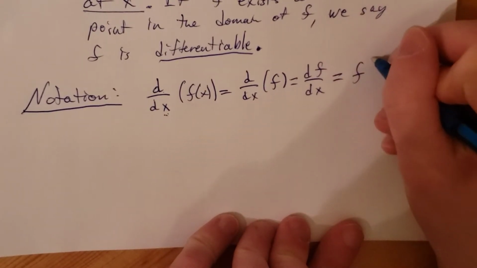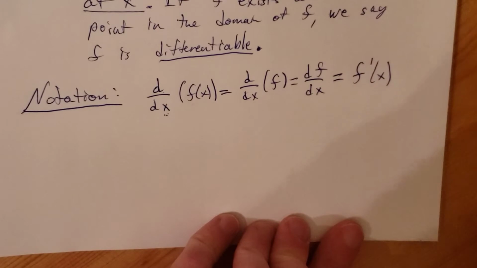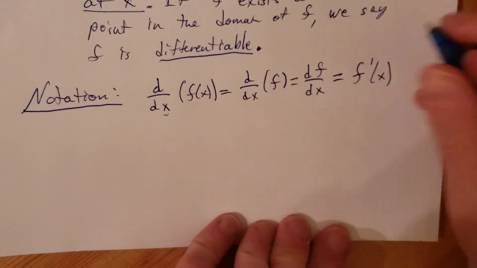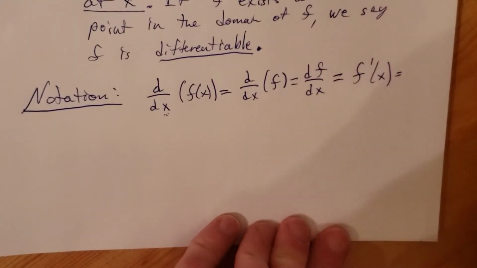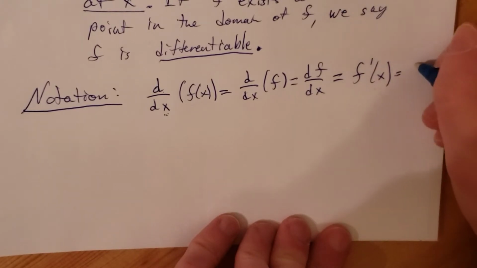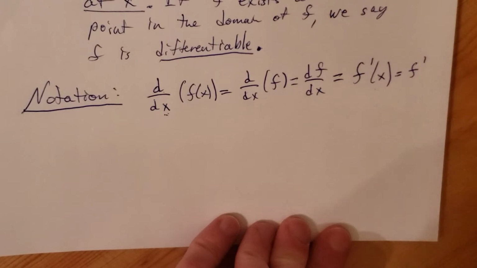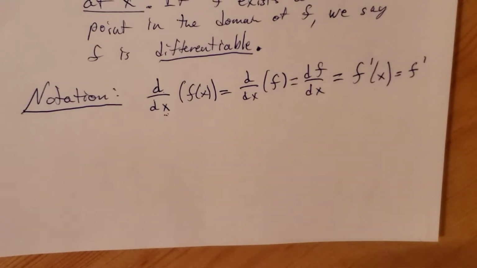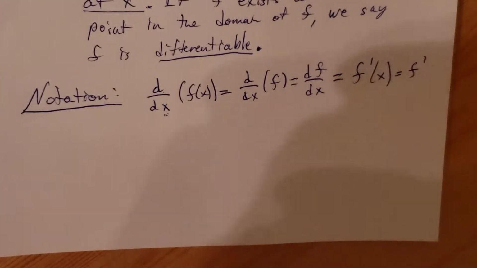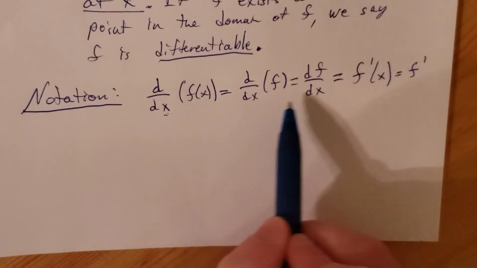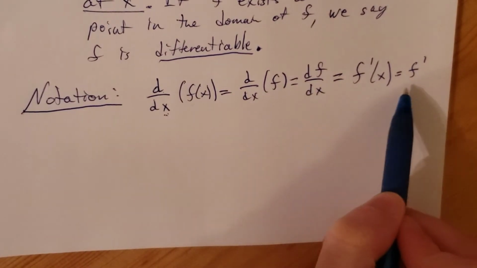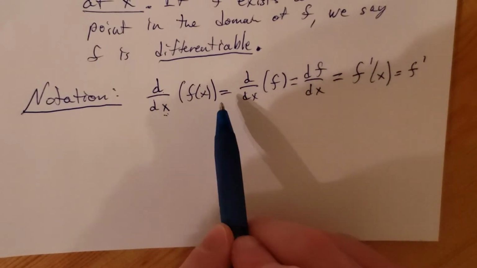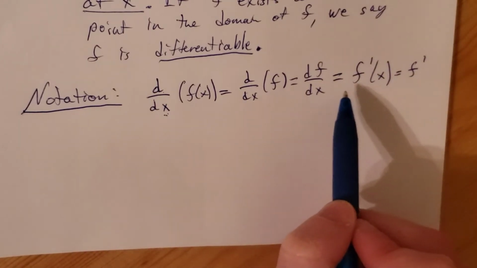Or we can use the notation that we've already been using, which is f prime of x. Or when we know what the variable is that we're taking the derivative with respect to, then more simply, we might just write f prime. Okay, so here are several different ways to write out the derivative of the function f with respect to x. All of these things mean the same thing.